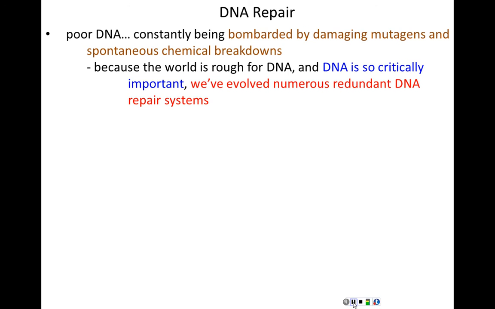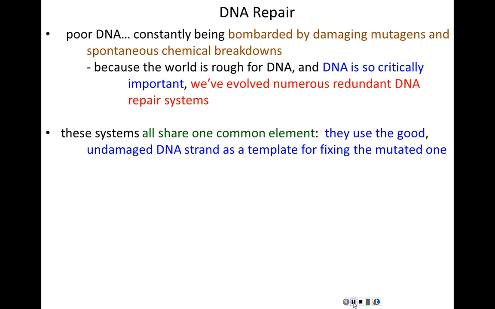And cells have evolved numerous and oftentimes redundant, overlapping repair systems for repairing DNA. What all of these repair systems have in common is that they use the good, undamaged DNA strand as the template for fixing the mutated one. So it's rare to get a mutation. Most mutations affect one region or sequence of DNA. The chances that you would get two different mutations on opposite strands in the same place is virtually nothing.